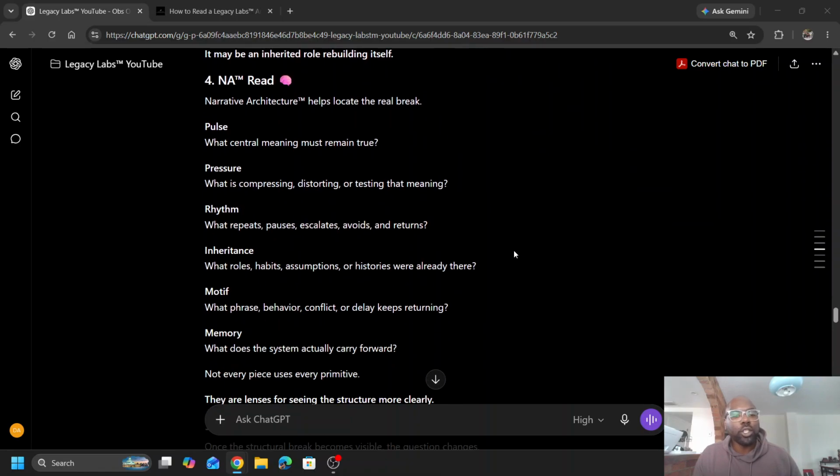So the narrative architecture read. Once the structural break is visible, narrative architecture gives us a way to read it. The primitives are not decoration, they're lenses. So pulse asks, what central meaning must remain true? If this is AI, what thought must survive the draft? If this is branding, what emotional signal has to hold? If this is a relationship, what feeling keeps driving this pattern?